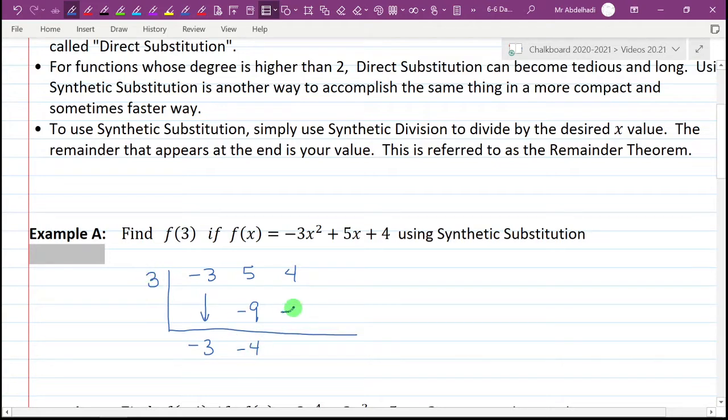3 times negative 4 is negative 12. And 4 minus 12 is negative 8. And whatever you get here, that's your answer. And that's what I predicted when I did it the long way.